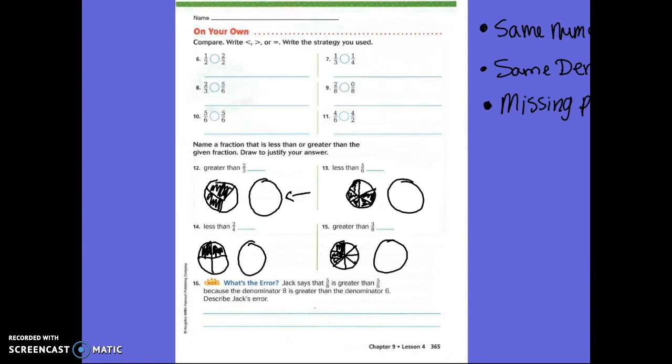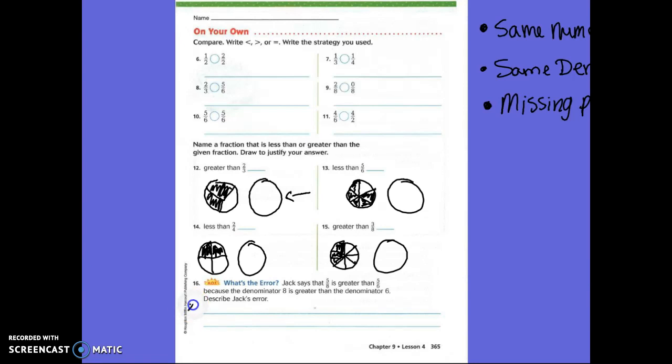Jacob? The 8 is smaller what? No, smaller what? No, 8's not a smaller number than 6. So, in that case, he is... Smaller pieces. 8 would mean you're splitting into smaller pieces.